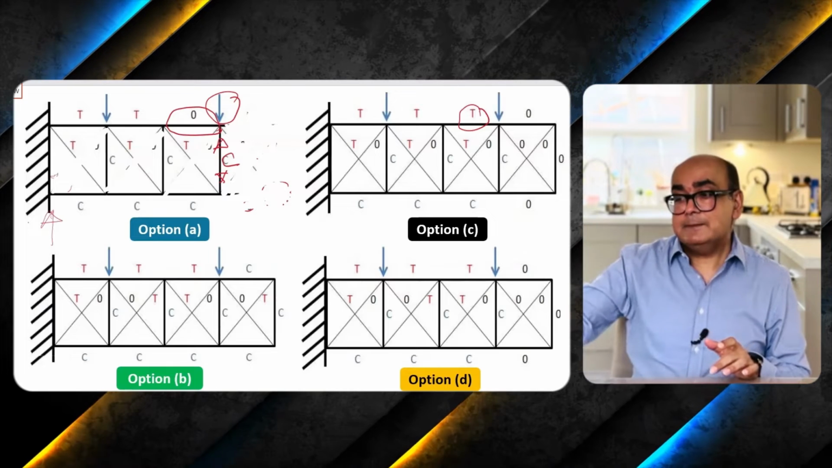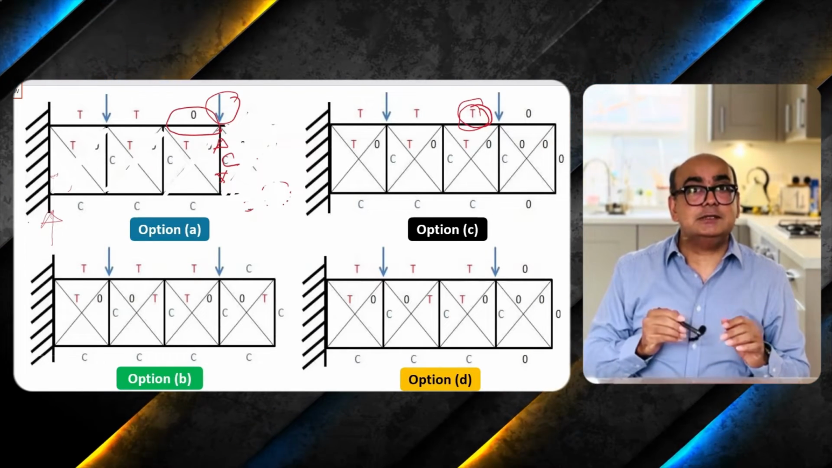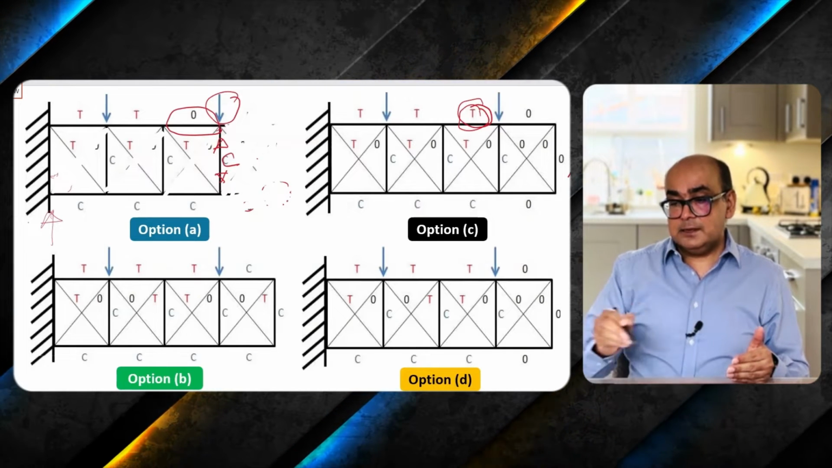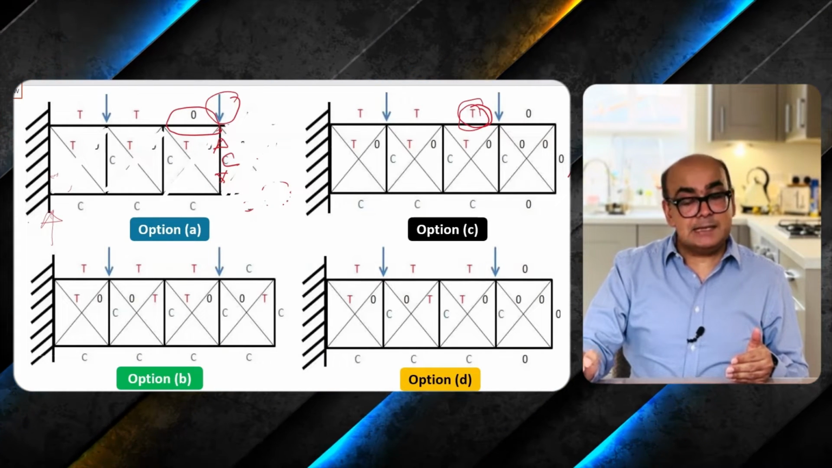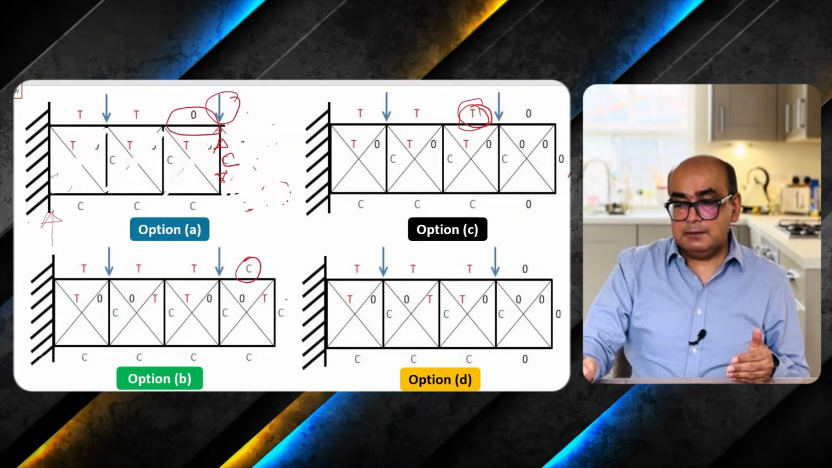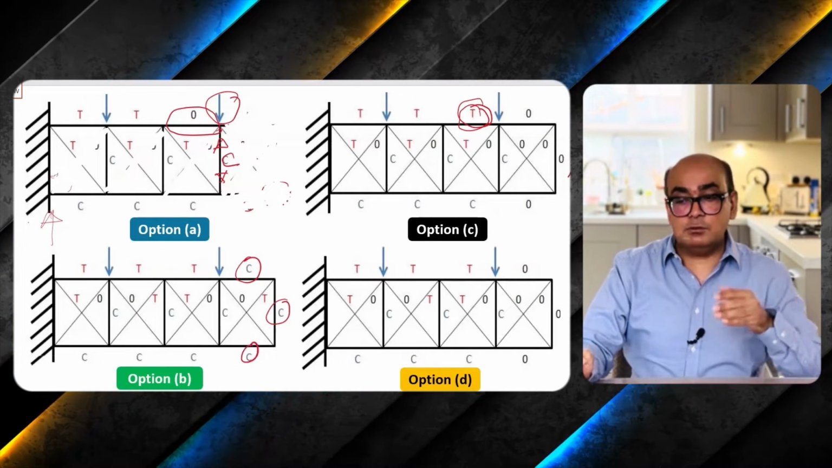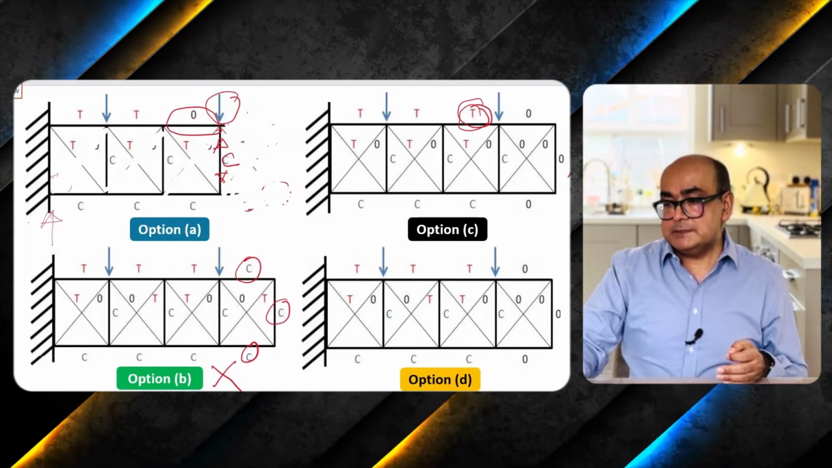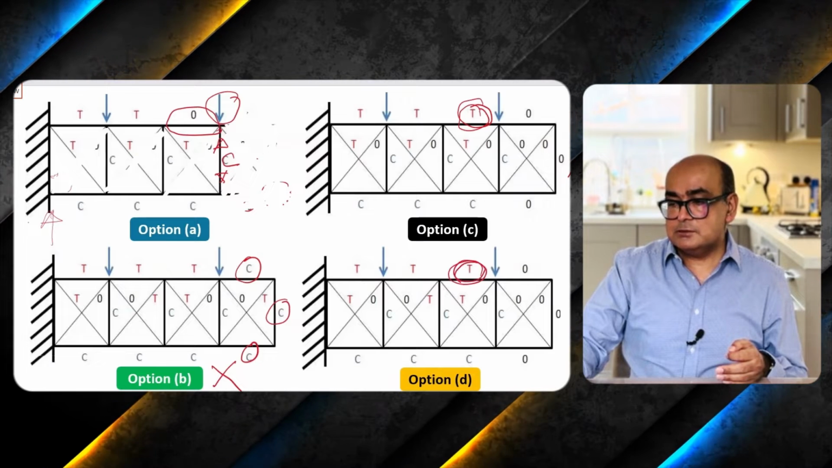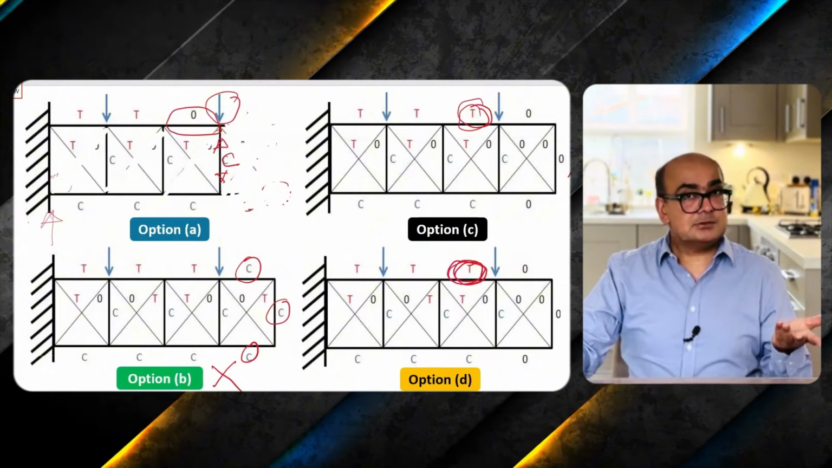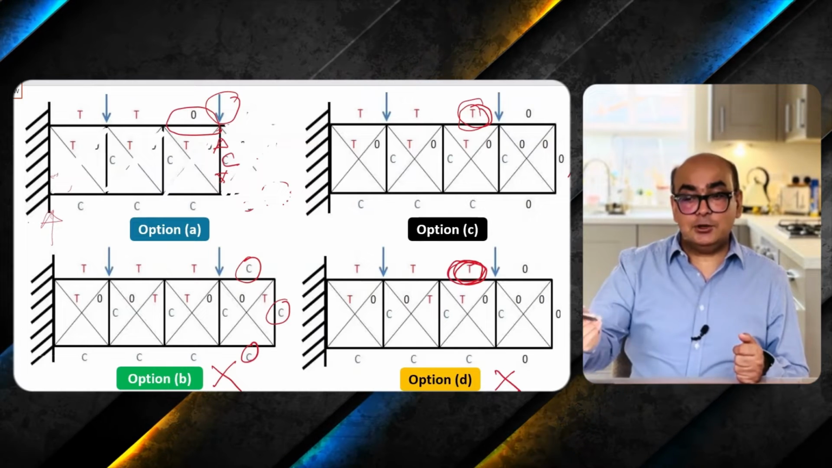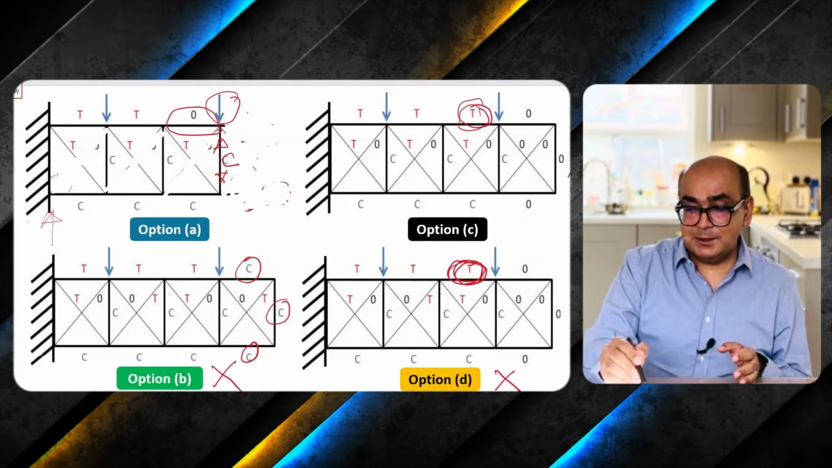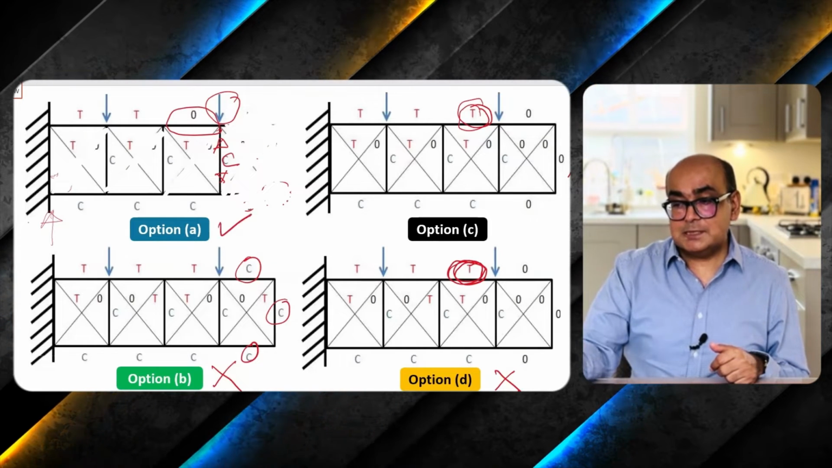In option C, you will see that we have tension over here. Tension is not possible for horizontal equilibrium. It means that option C is incorrect, and option B is incorrect as well, because you can't have this compression over here. These are zero force members. Option D is incorrect as well, because there is tension over here and tension is not possible. So the correct option is option A, and you can determine these other forces as well.